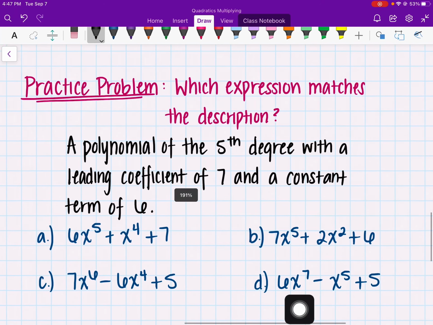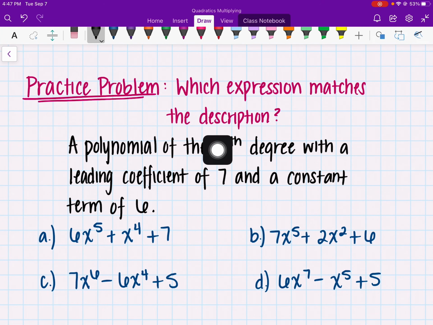I want to go ahead and now talk about this one here. So in this case, it's basically asking us which expression matches the description. So we have a polynomial of a 5th degree with the leading coefficient of 7 and a constant term of 6. So a few things to point out. It has a 5th degree, which means the exponent needs to be a 5. So the highest exponent in this case needs to be a 5.